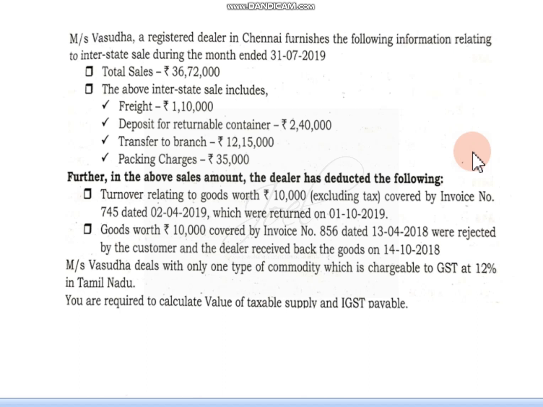So during recent days we are working out the problems which are related to GST and liability. Today also we are working out a similar kind of problem. We'll see this particular problem, today's problem. Here, the things whatever are given here, we will discuss.